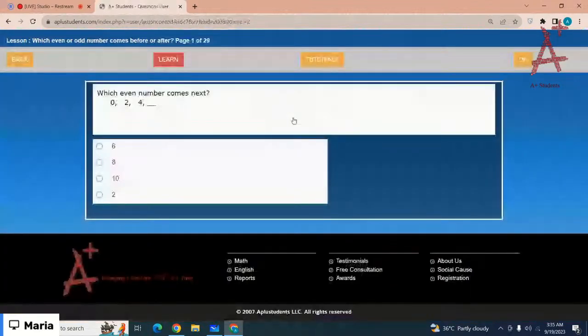Which even number comes next? 0 to 4. You can see all the numbers are even. 0 to 4, they are even, right? So which is the next number after 4? That would be 6, right? That means you have to move by two numbers. The correct option is 6.